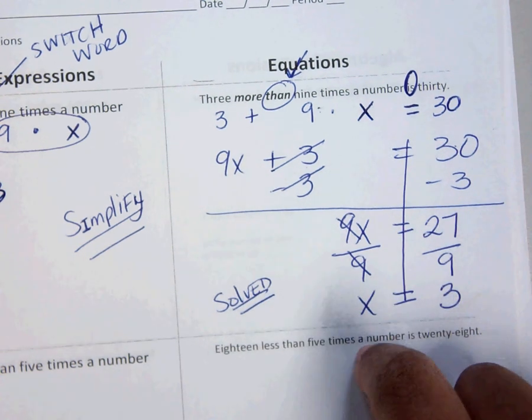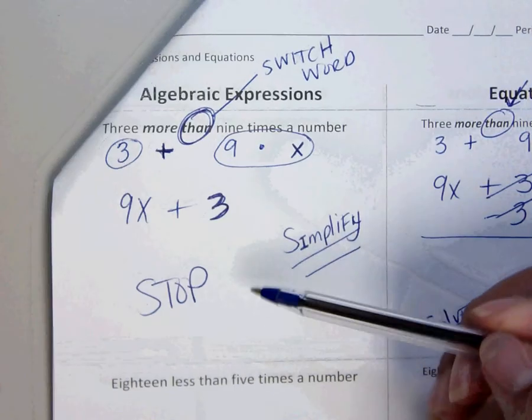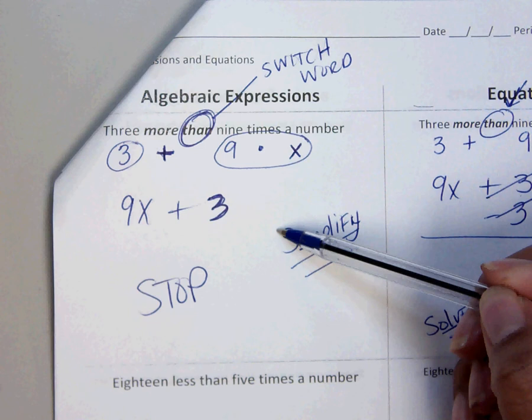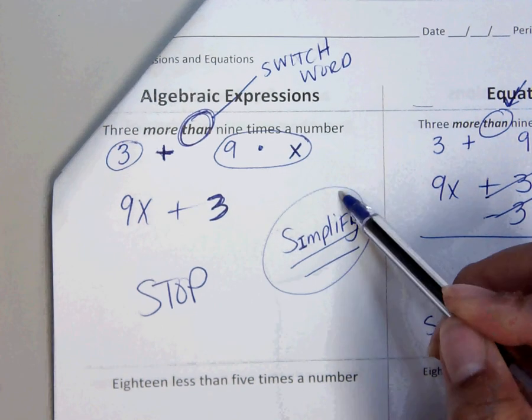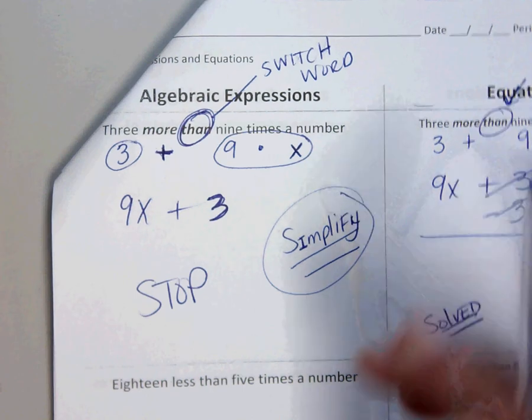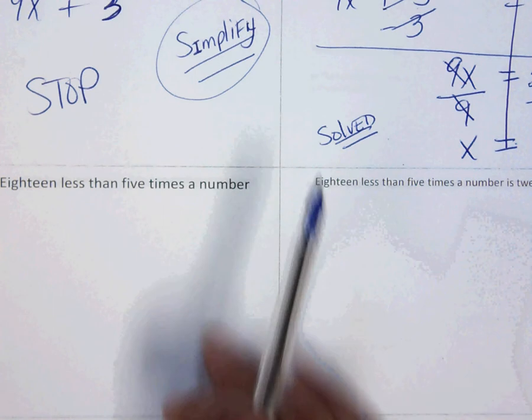Why is this an equation? Because it has an equal sign. So I solve it. Is this an equation? No, it's an algebraic expression, and you do not solve, you just simplify it. Okay, I am now going to leave the rest for you to do in class.